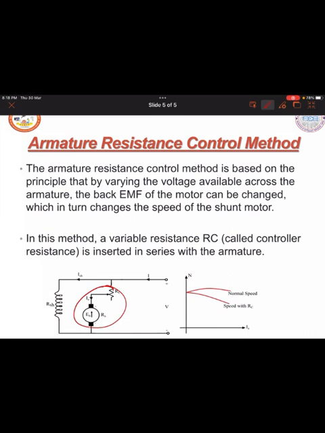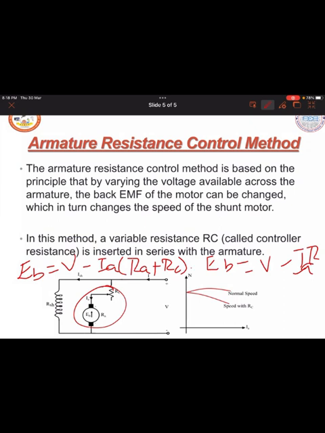So as we know, your EB will be equal to V minus IA RA, right? Again, we are inserting one more rheostat here, so your EB equation will become V minus IA into RA plus an additional rheostat that we are using. So when your rheostat value is at the minimum position, you are going to obtain the normal back EMF.